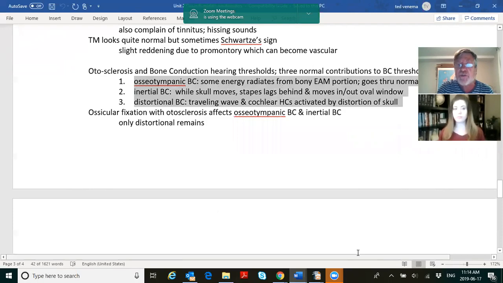And when I stop sharing here for a second, 3 things going on. You put an oscillator on the mastoid bone, you're testing by bone conduction. And you're wiggling the fluids in the cochlea. That's distortional bone conduction. That's the big contribution to bone conduction. A second one, there's 2 more.